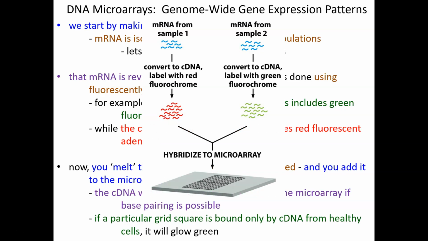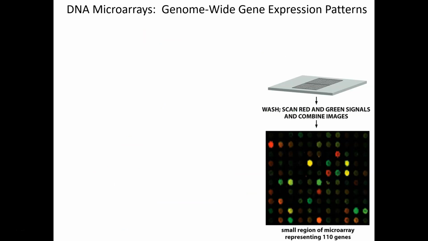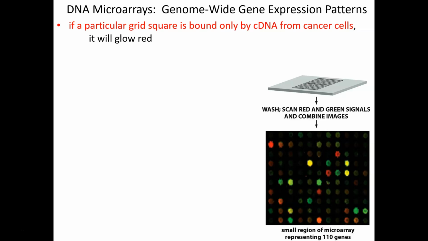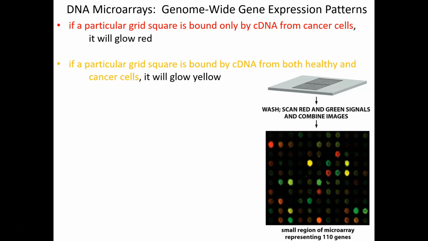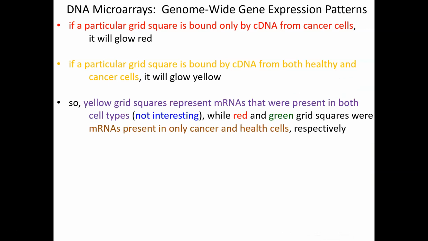If a particular grid square is bound by cDNA from healthy cells, that grid square is going to fluoresce green because that's what that cDNA is doing. And of course, cDNA from cancerous cells will fluoresce red. And that's going to show us that that gene was present in cancerous cells. If a particular grid square is bound by cDNA from both healthy and cancerous cells, it fluoresces yellow. In fluorescence, when red and green overlap, we see that as yellow. And not surprisingly, if there is no cDNA present for any particular gene, then that grid square will not bind any cDNA and it will remain black.